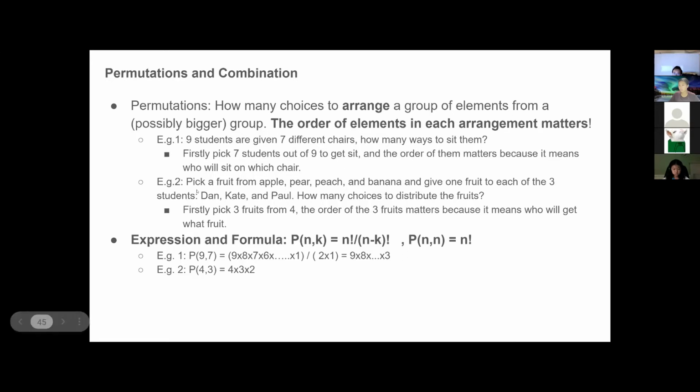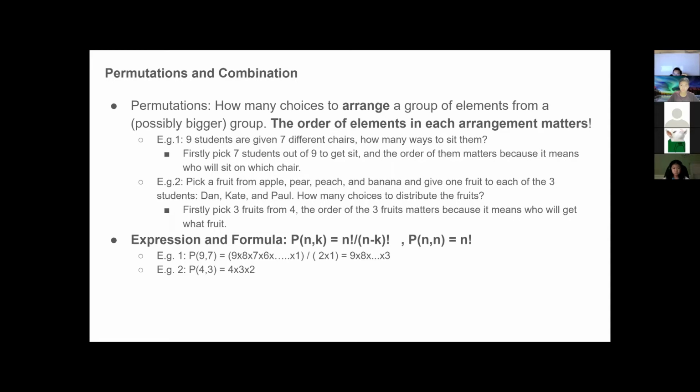Another example is you pick a fruit from apple, pear, peach. They're all different fruit, right? You give 1 fruit to each of the 3 students, and the 3 students are different. How many choices are there to distribute the fruits, right? Same thing. We first pick 3 fruits, and then we make the arrangements. And the order of the fruits matters because it means who will get what fruit.